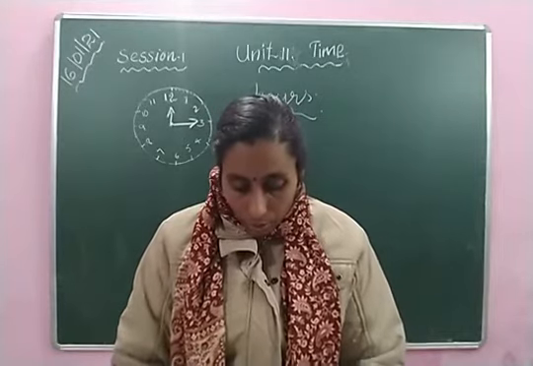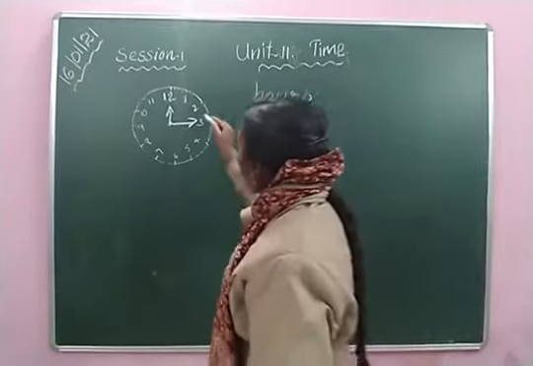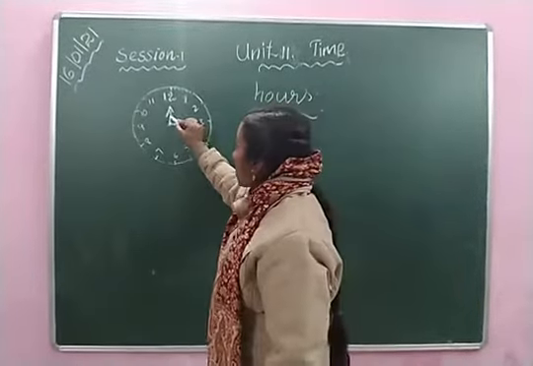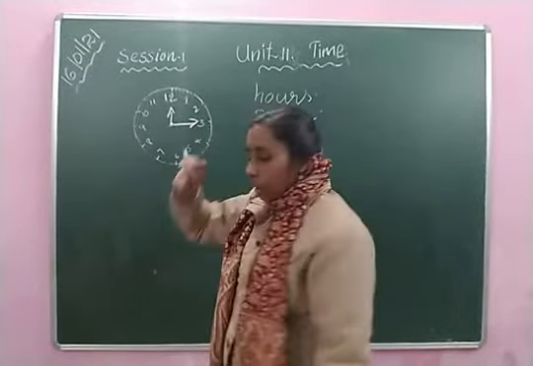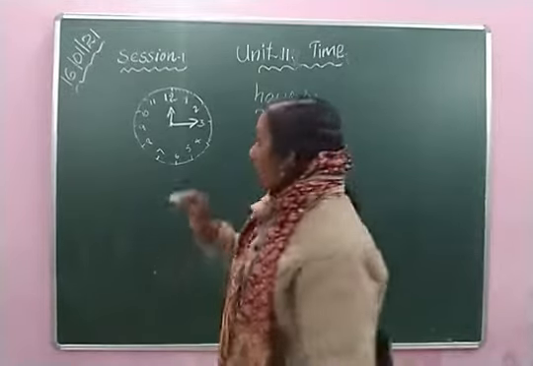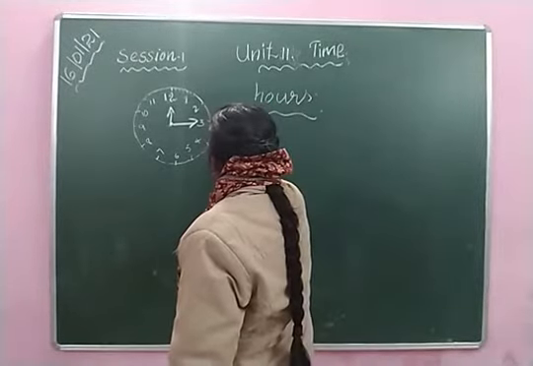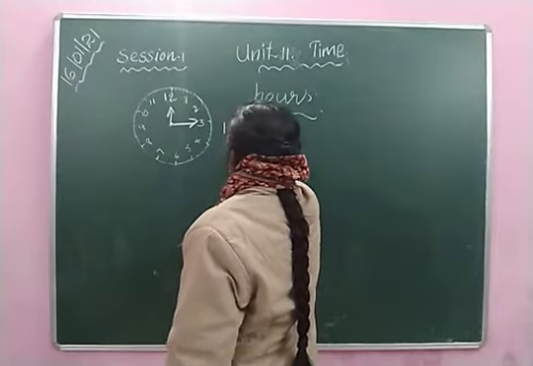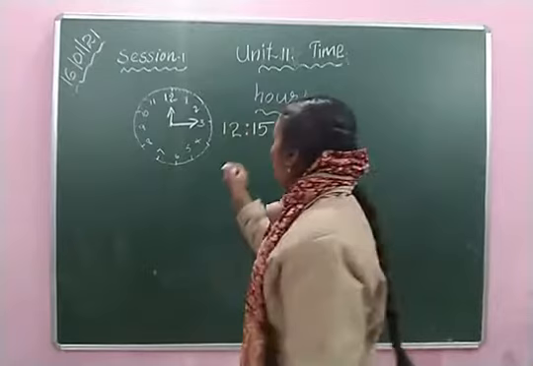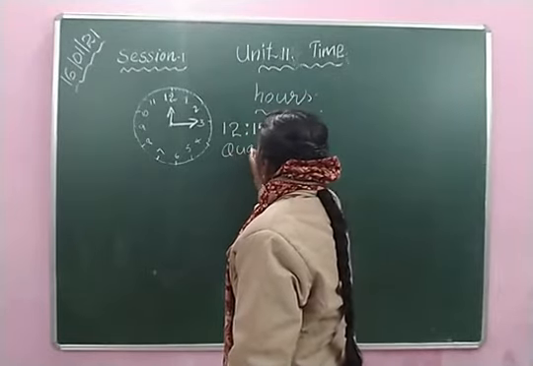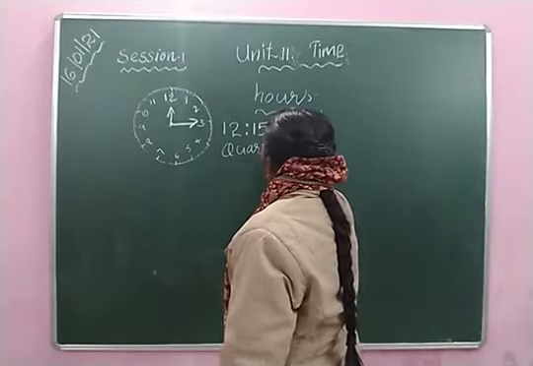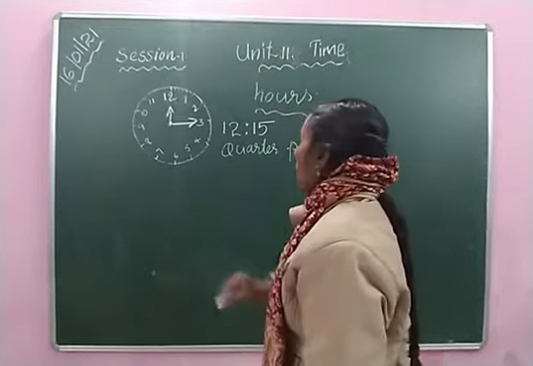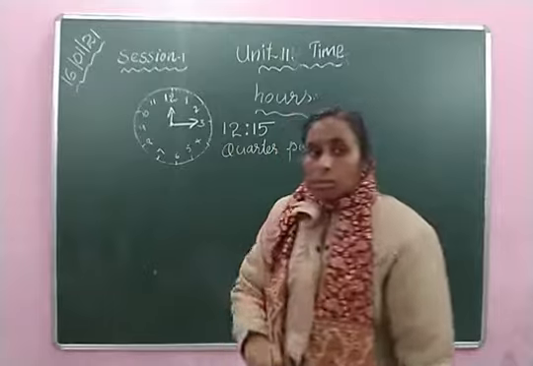Then here I have written 12 and 3. Short hand is at 12 and minute hand is at 3. So this time we can write as 12:15, or quarter past 12, or 15 minutes after 12.